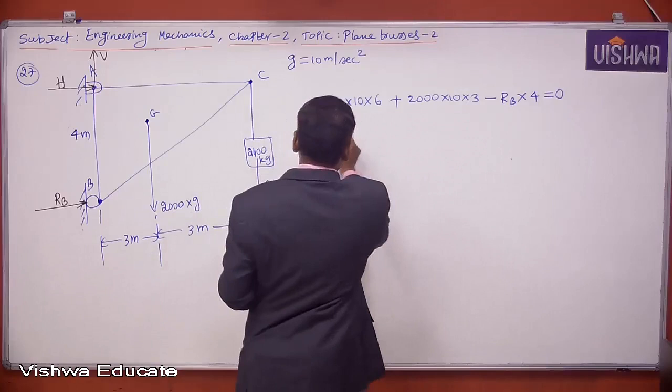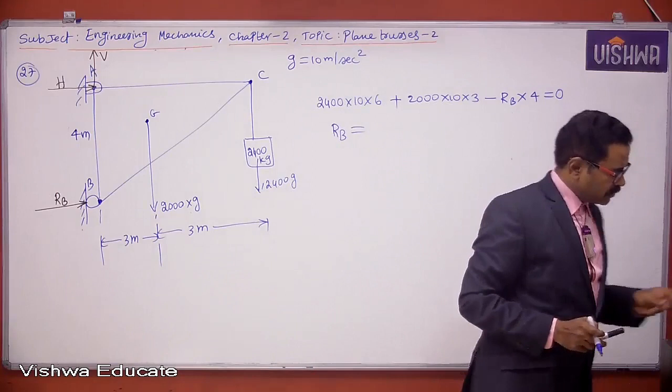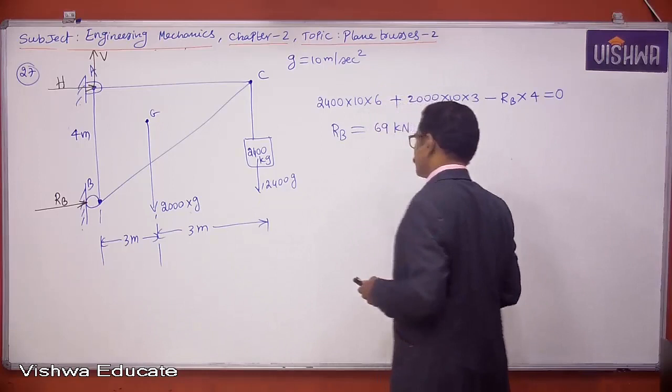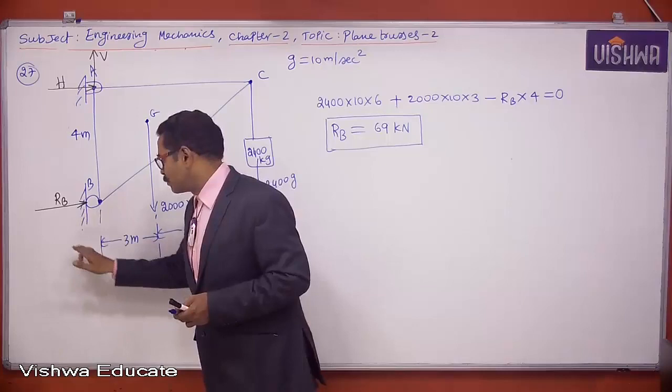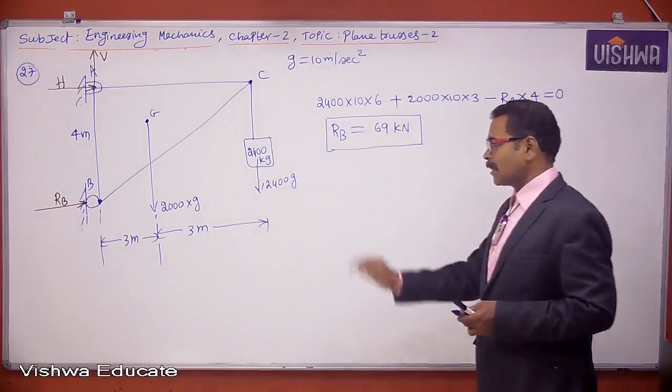So RB is equal to 69 kilonewtons, or 69,000 newtons. This is RB. Since I got a positive value, my assumption is correct. I assumed RB is acting towards the right. Since I got a positive value here, the direction of RB is okay.